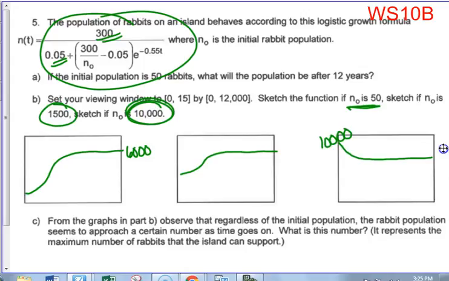I just wanted you to see that a logistic can also go down if you introduce too many into the environment. But moving on, because I'm not going to make you do that question.